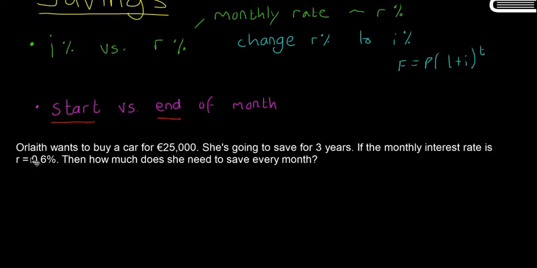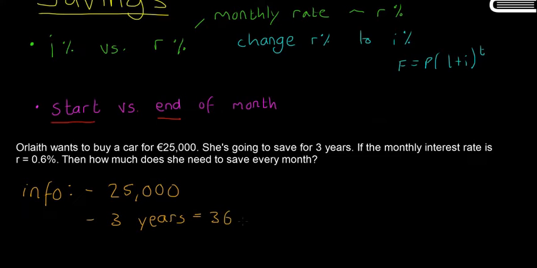Okay, so here's our question. Orla wants to buy a car for 25,000. She's going to save for 3 years, and the monthly interest rate r is equal to 0.6%. How much does she need to save every month? So again, we're going to look at the important info. So first, the total amount is going to be 25,000. 3 years, and that's equal to 36 months.